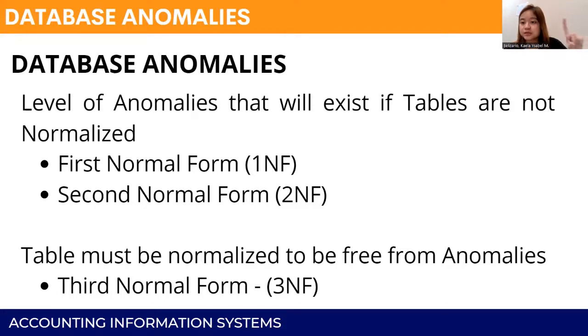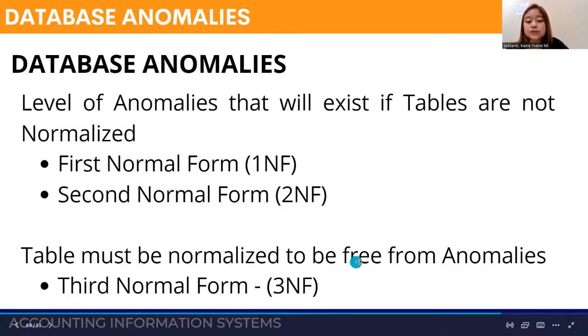First is the first normal form, or the 1NF. Second is the 2NF, or the second normal form. Third is what we aspire kung ano yung kailangan natin, which is the third normal form, or the 3NF, which is a table normalized to be free from anomalies.